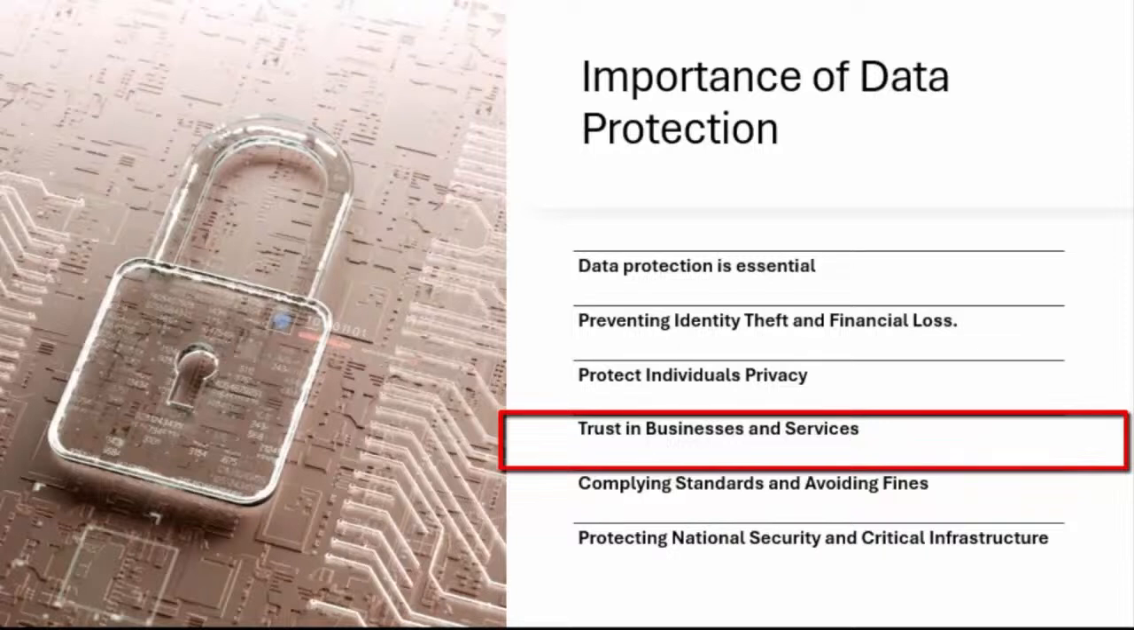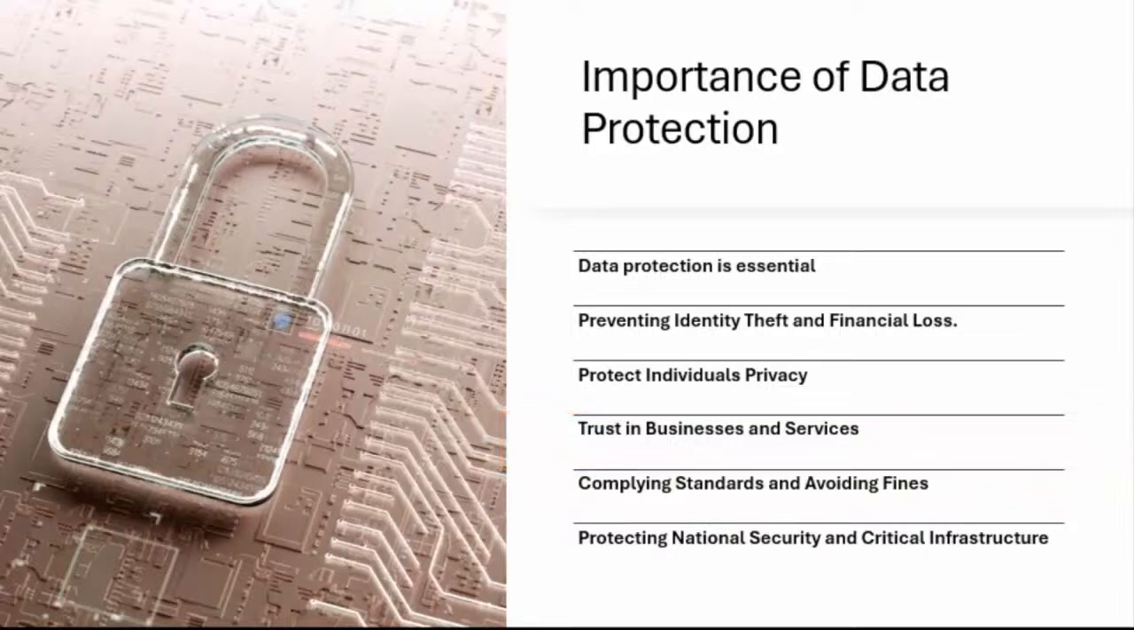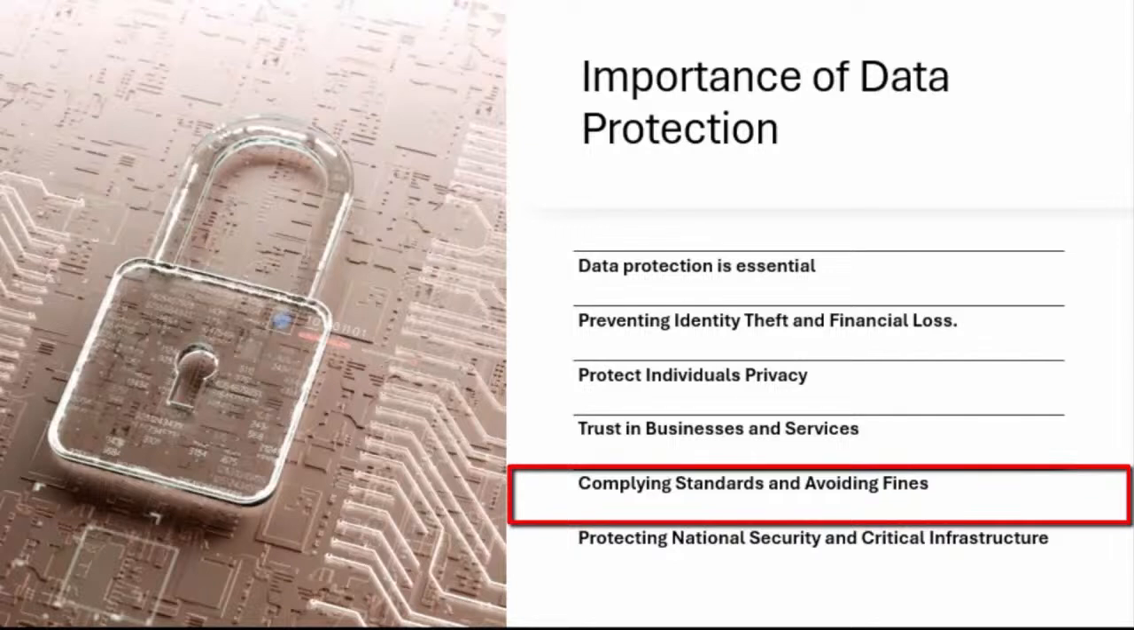3. Maintaining trust in businesses and services. Data protection practices help organizations build trust with customers. For example, Apple emphasizes privacy and data protection by encrypting data and limiting data sharing with third parties, a practice that has reinforced user trust. Organizations that prioritize data protection are more likely to retain loyal customers and attract new ones who value their privacy and security.